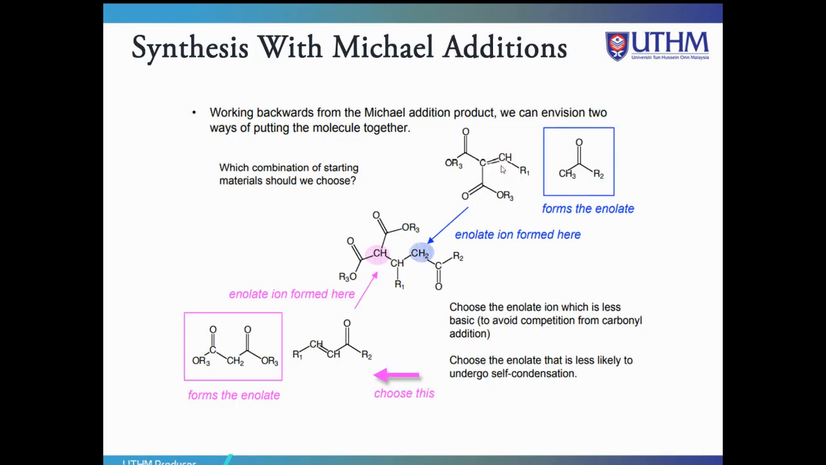Synthesis with Michael addition. Working backward from the Michael addition product, we can envision two ways of putting the molecule together. Which combination of starting materials should we choose, the one represented by the purple color here or the one represented by the blue color here? We will choose the enolate ion which is less basic to avoid competition from carbonyl addition. Therefore, we choose the purple one here because that enolate ion is less likely to undergo self-condensation.